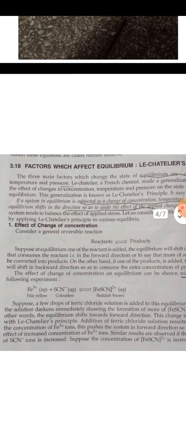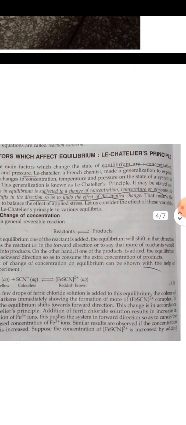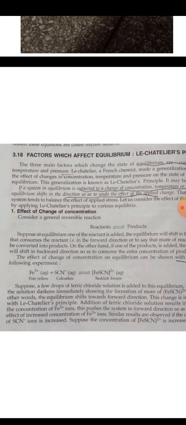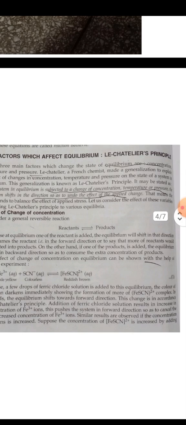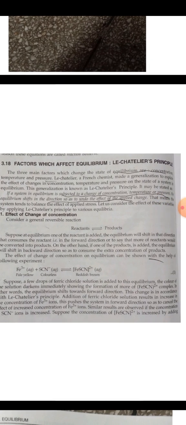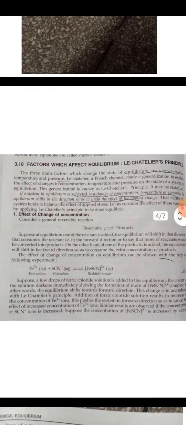he stated that if a system in equilibrium is subjected to a change of concentration, temperature, or pressure, then the equilibrium shifts in the direction so as to undo the effect of the applied change. That means the system tends to balance the effect of applied stress. Let us consider the effect of these variables, which are concentration, temperature, and pressure, on the equilibrium, by using Le Chatelier principle.